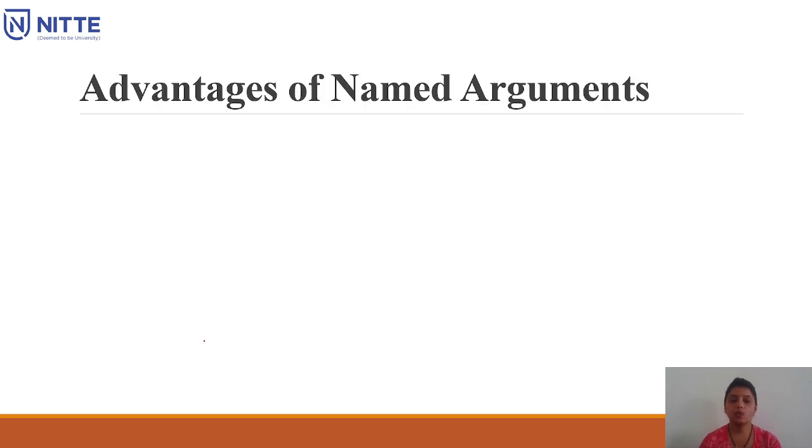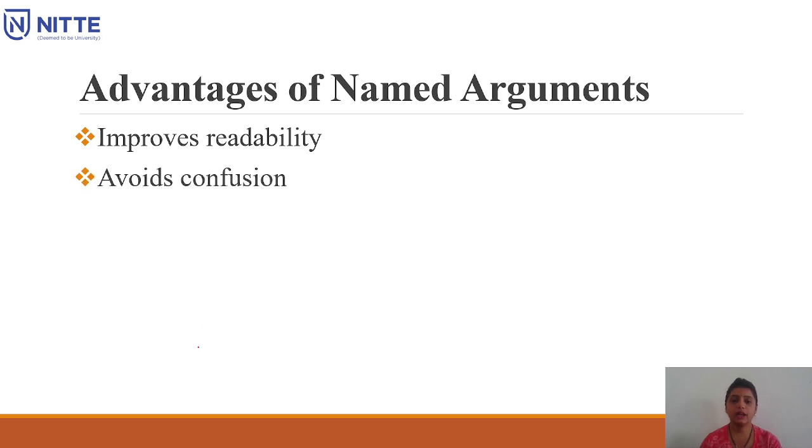Let's understand the advantages of named arguments. It improves readability because you will have a key and value for that. It avoids confusion as you have the key value pairs. And order is not important. So if you have many variables which are being declared, you can easily just give the values. Later, as per the print statement, it fetches the value and displays it on the output screen.